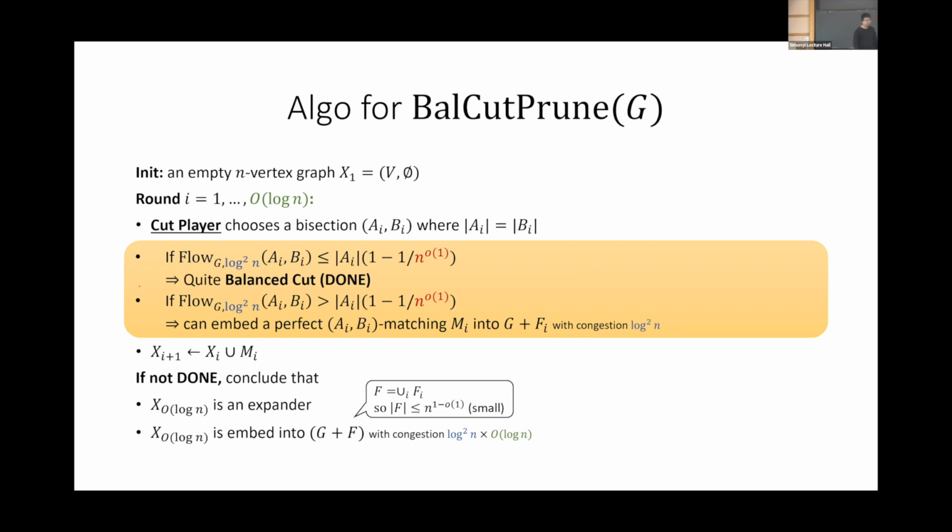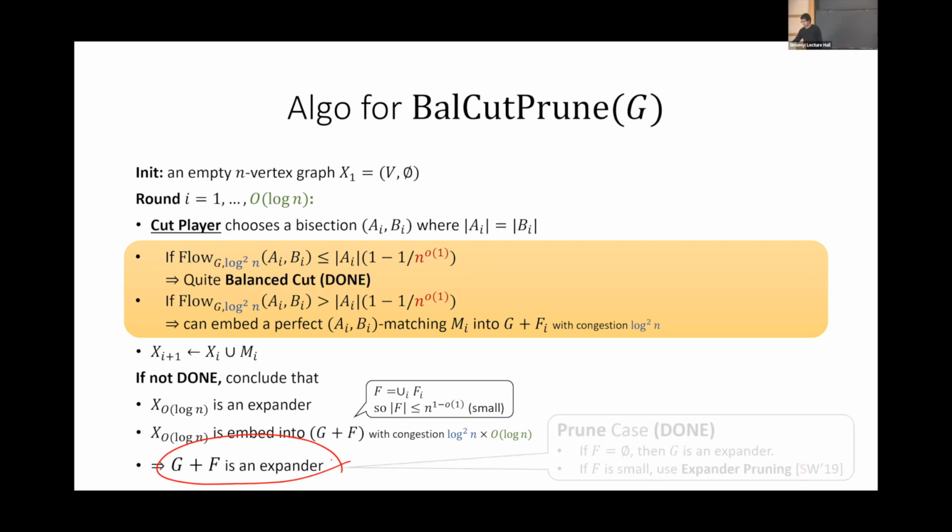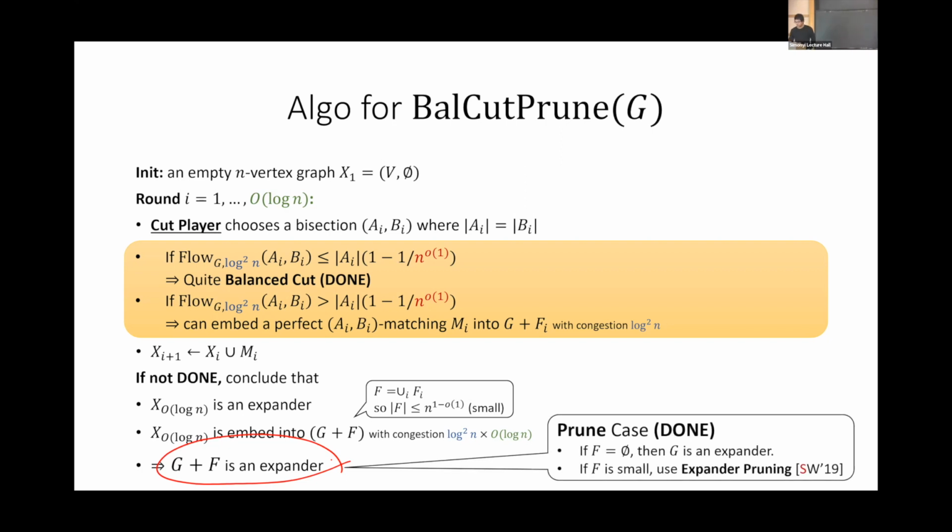So what does it mean here? It means that G plus F itself must be an expander, because if you can embed an expander with small congestion into another graph, that graph must be an expander too. So G plus F is an expander.